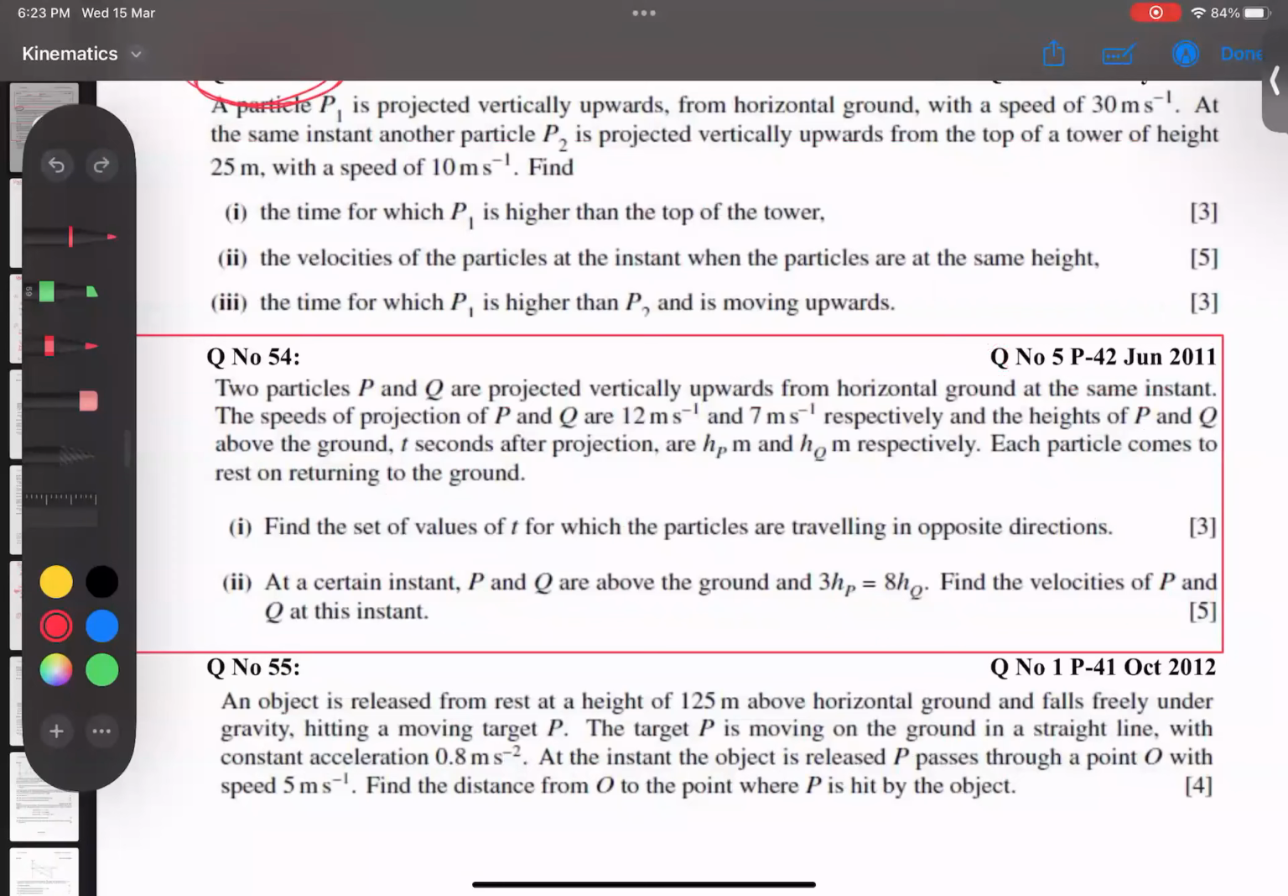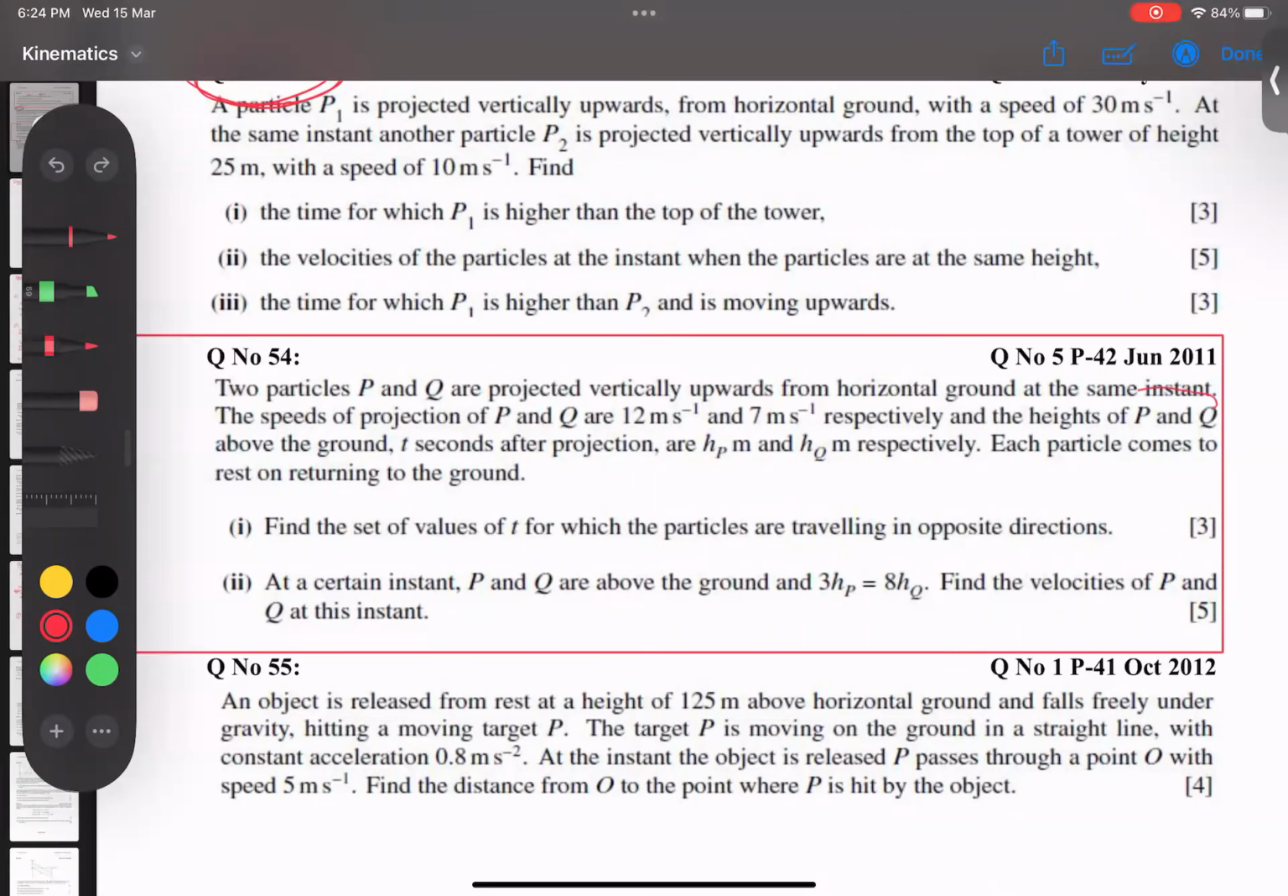Here we have a question, June 2011, variant 42, question number 5. The question is: two particles P and Q are thrown vertically upward from the horizontal ground at the same instant. It means I say stopwatch on and I throw both particles upwards. The initial speed of projection of P is 12 and of Q is 7.